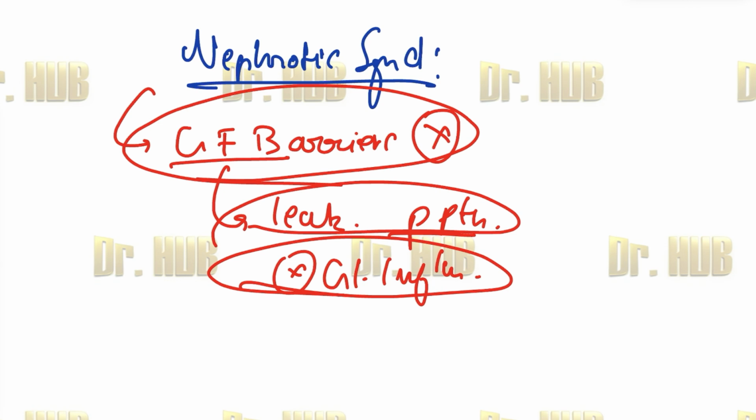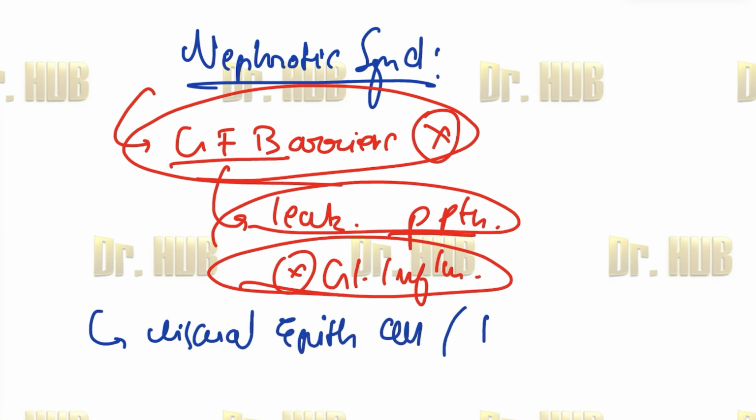So what is the principal site of the glomerular injury here? The principal site includes the visceral epithelial cell. So it involves the visceral epithelial cell, which is nothing but the podocyte.